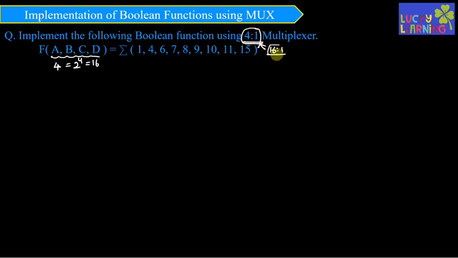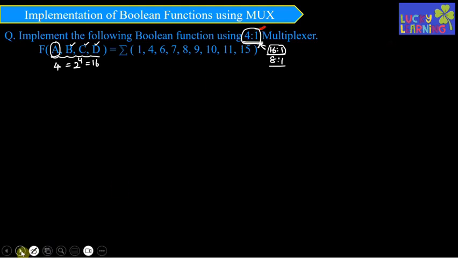Previously, we have discussed the same implementation using 8:1. How 8:1? We have discussed the 3 least significant variables of the function are connected to the select inputs, and the data inputs of the multiplexer we determined using A. Now here what is asked? The question is to be implemented using 4:1.